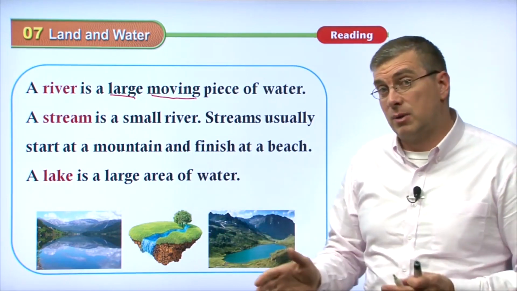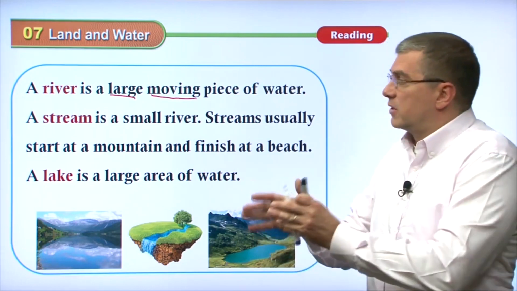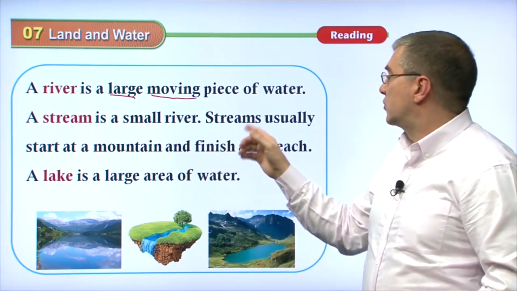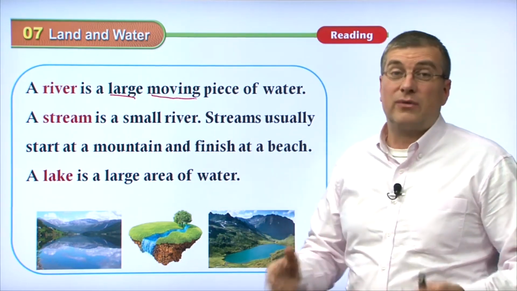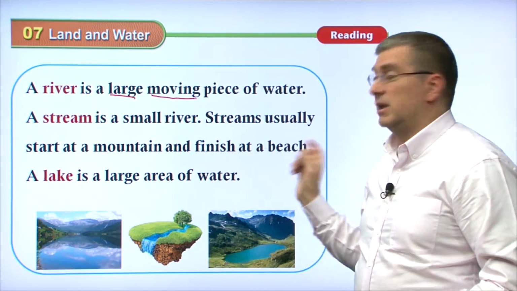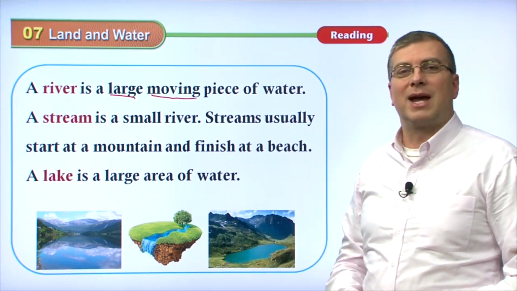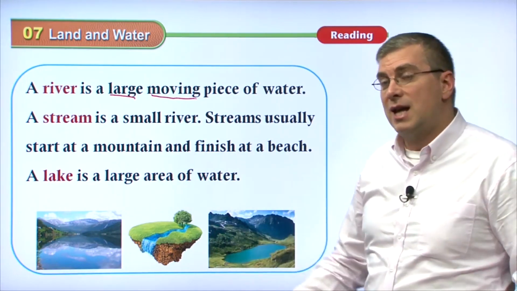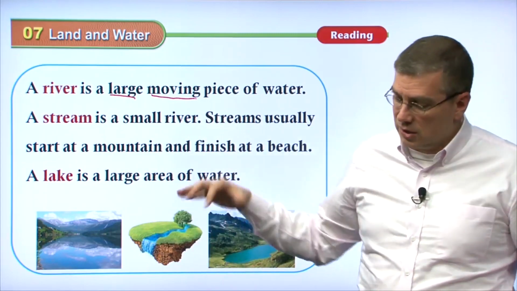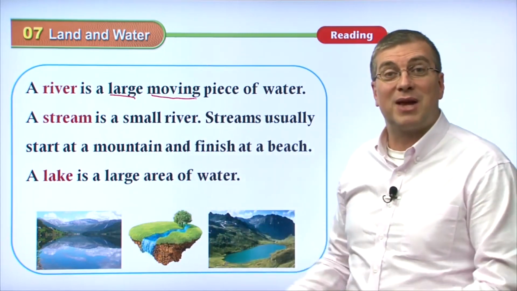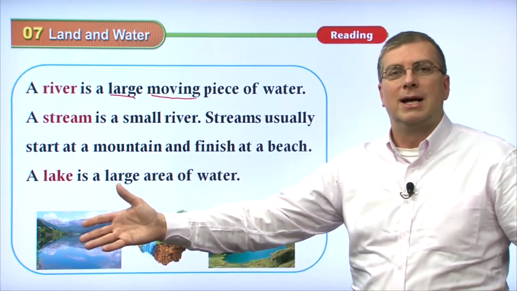Streams and rivers are very similar, but just remember, streams are smaller, narrower. Rivers are wider, larger. Streams usually start at a mountain and finish at a beach. Of course, we can also say rivers usually start at a mountain and finish at a beach. It's a very interesting area, by the way. If you're at the coast, by the ocean, and you see a river coming out through the land and across the beach, the water is flowing, that's a very interesting place to be, because you've got the fresh water coming out of the mountains meeting the salt water in the ocean.